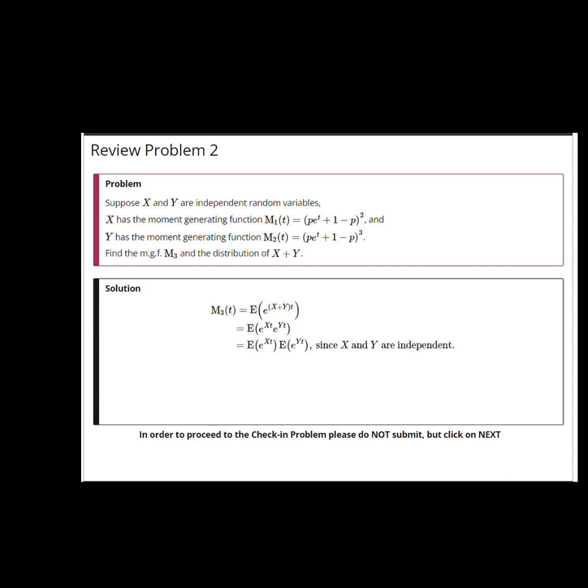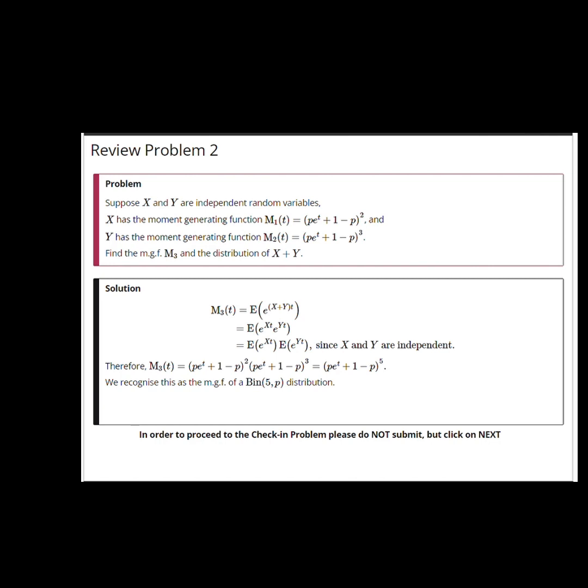This tells us that the moment generating function of x plus y is the product of the two individual moment generating functions, m1 of t times m2 of t. This is what I meant by converting a hard problem, a distribution of x plus y, into an easy one, multiplying together two moment generating functions. When you substitute the moment generating functions we have in this instance, (p e to the t plus 1 minus p) the quantity squared, and a similar quantity cubed, we end up with (p e to the t plus 1 minus p) the whole quantity to the power 5.